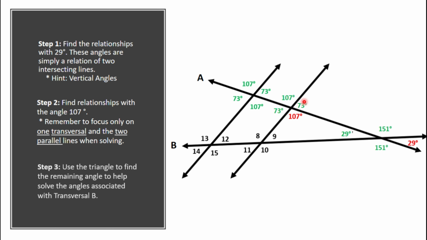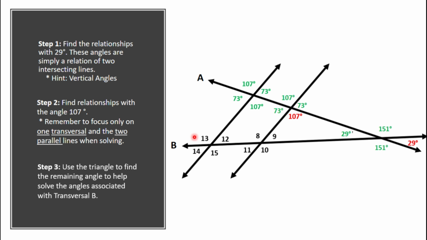Okay, so we want to solve all of these angles, but where do we want to start? If we look over here, we don't want to start over here because this transversal line has no relationship with this transversal line. Remember, we're always focusing on one transversal line at a time. And if we look over here, we really have nothing to solve. So let's start over here.